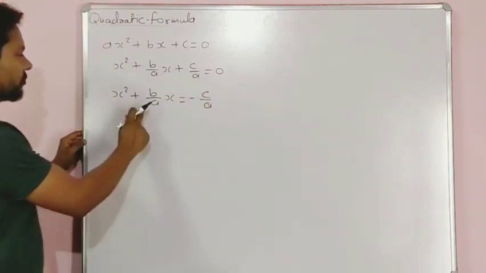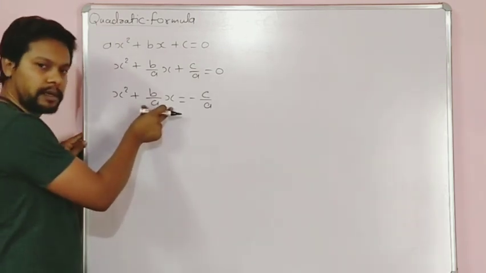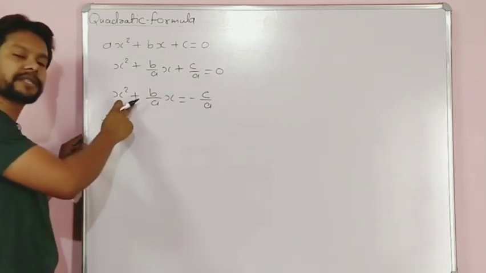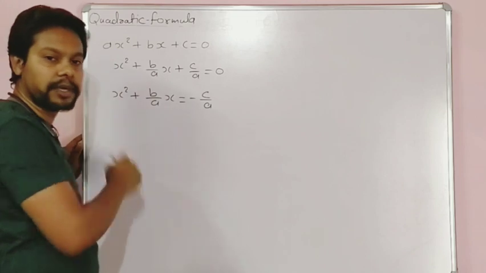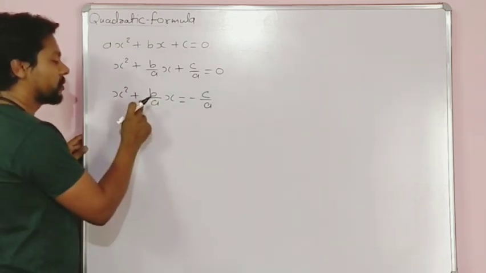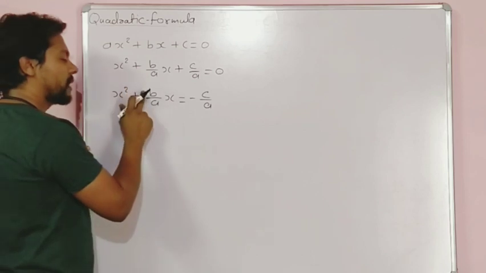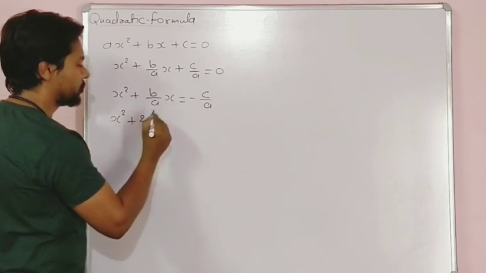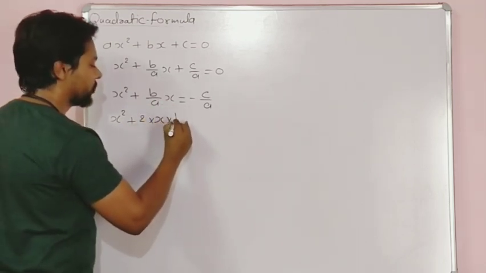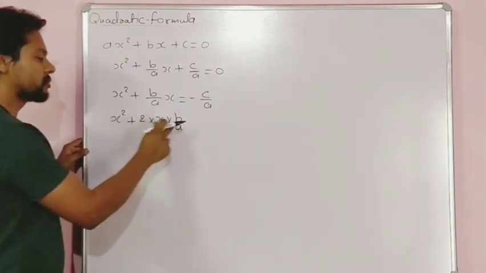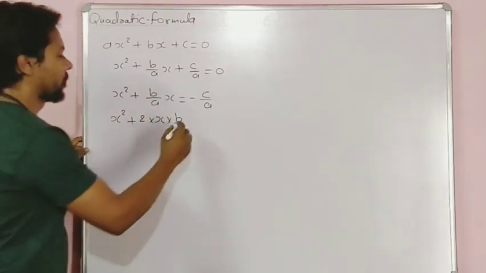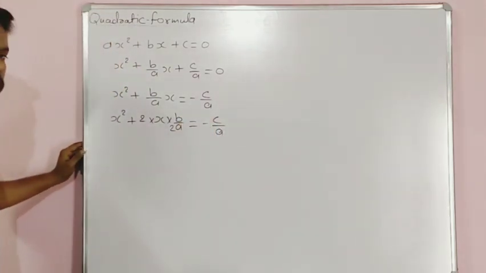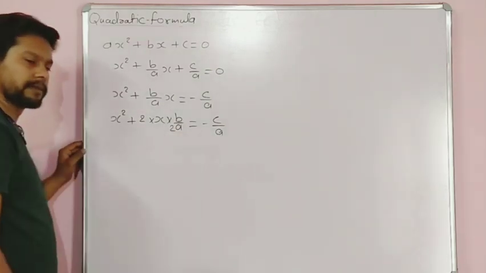Next step is forming 2ab as mentioned in algebraic identity number 1 and 2, but here we have positive signs, so we will go for algebraic identity number 1, right? So we have to form 2ab, so we have to multiply and divide this term by 2. So x² + 2·x·(b/a)/2 = -c/a. Now we will add (b/2a)² on both sides.